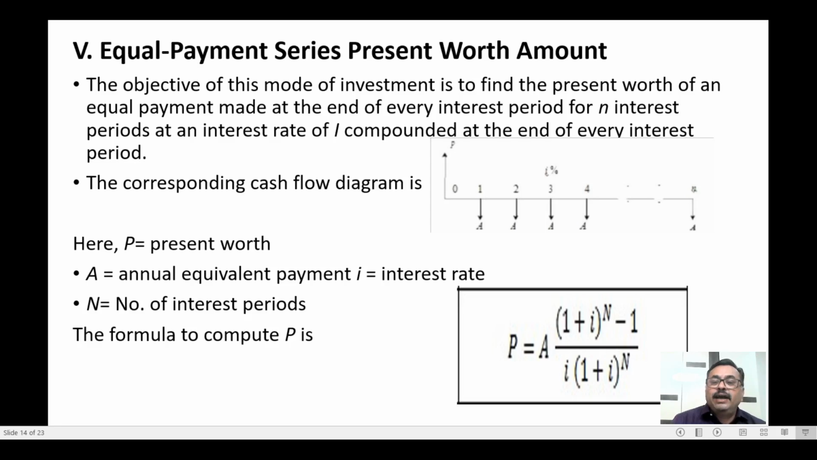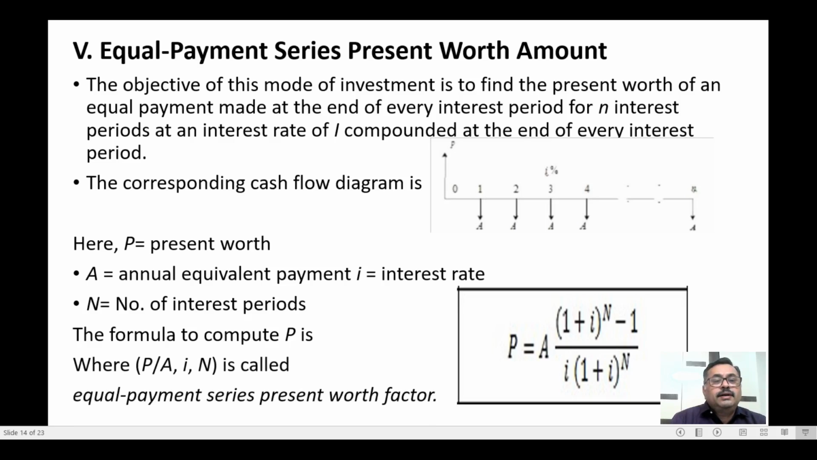This is just a formula that we are using, but you can calculate using the formula also. If you apply the formula and calculate, you will get the same value, where P/A, I, N is the notation that we can use to calculate the equal payment series present worth factor.